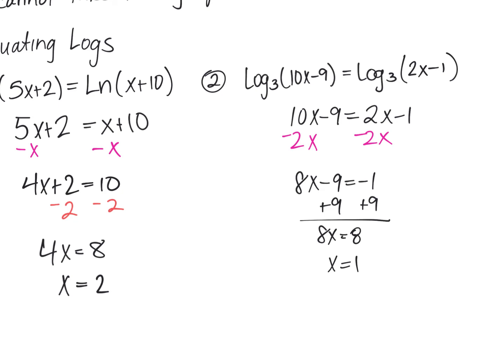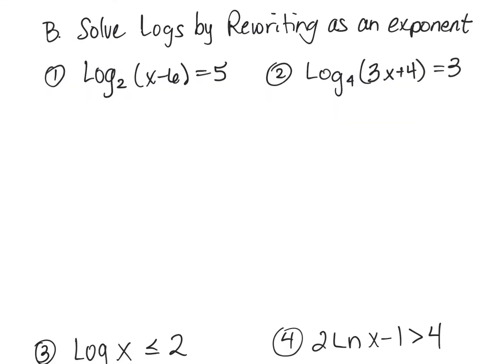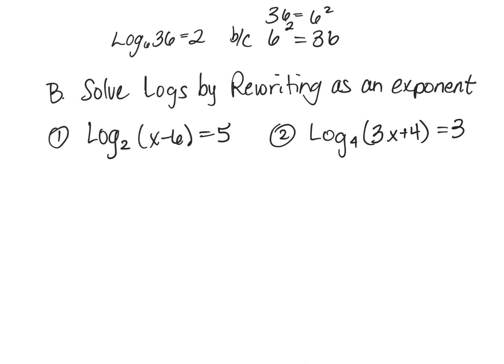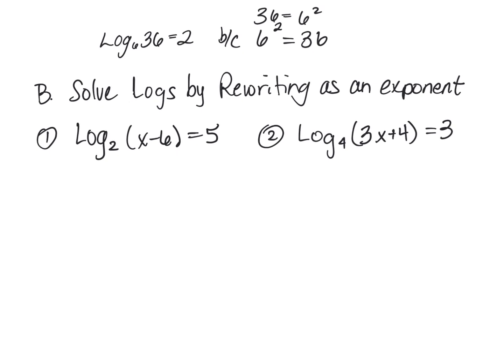So that's our first method. That works when we have log equals log. Okay? The second method is rewriting logs as exponents. We're going to solve using that method. Remember that the log base 6 of 36 is equal to 2 because 6 squared equals 36. We can also write that as 36 equals 6 squared, right?